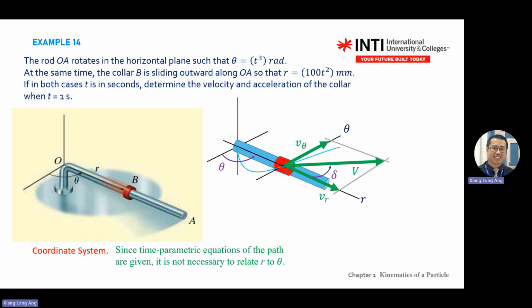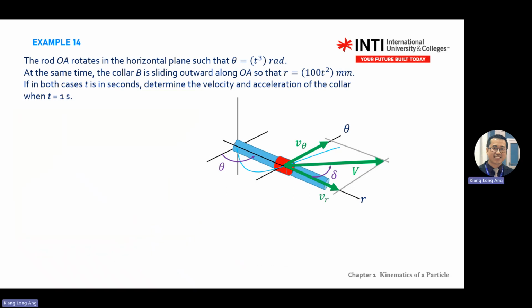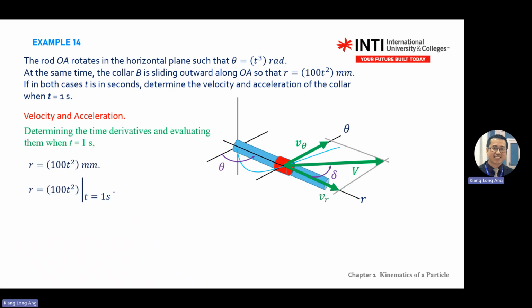So in this one, the theta is over here. And then this one is an additional, new theta, which is the gamma here or the delta here. It's just a reference from here. So basically, if you understand this diagram, you repeat the procedure like example 13. So you do the derivation. This one I will do very fast. So r is 100t square mm, you differentiate one time. Then you just substitute to get what r is at 1 second.